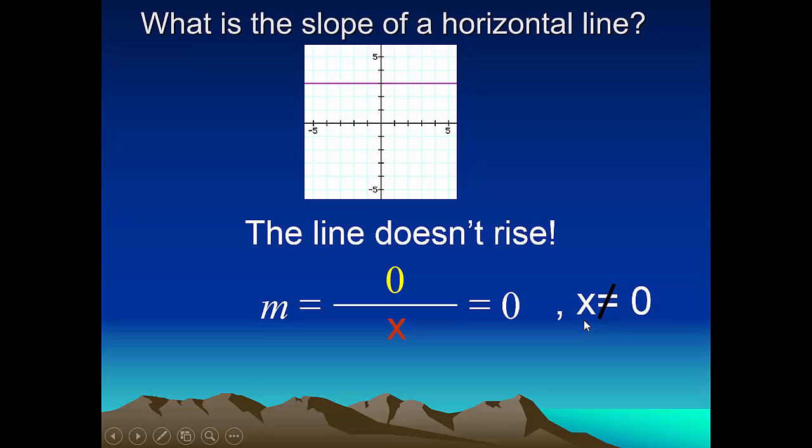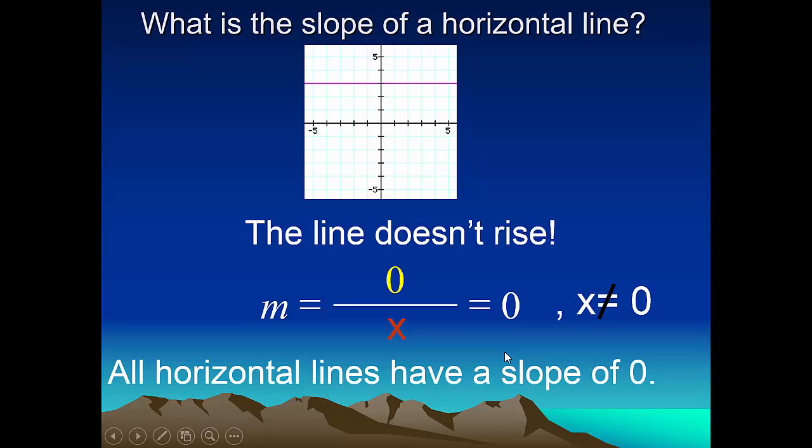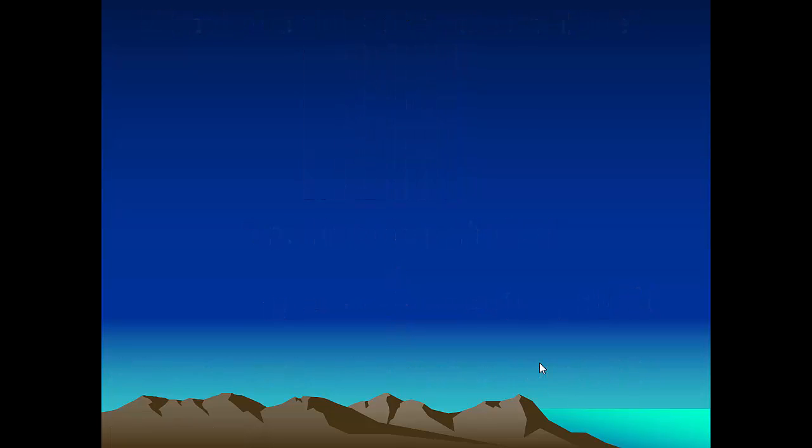Now, one other very important thing is this here. Your x value can never be 0. X cannot equal 0, because 0 over 0 is indeterminate, and we would not deal with that situation. Okay, now, again, all horizontal lines have a slope of 0. So we move on to the next slide.